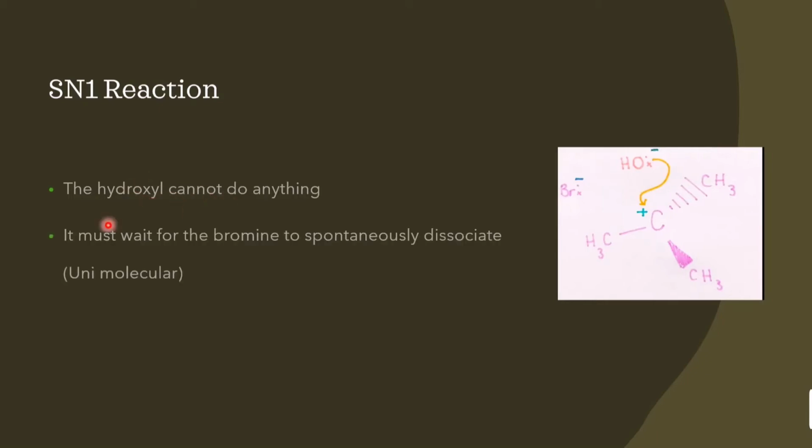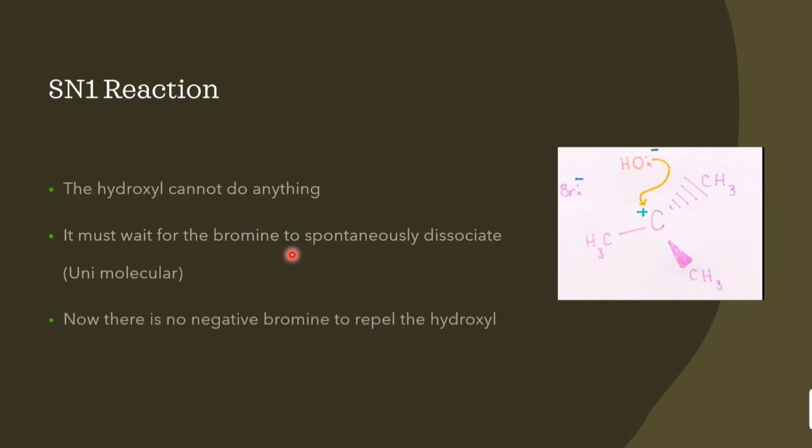So the hydroxyl has to wait for the bromine to spontaneously dissociate. So dissociate is breaking the bond. And so this is why it's unimolecular. This is why it's SN1, because the hydroxyl does not dictate when the reaction happens. It's only this bromine. The molecule has to dissociate before anything can happen. It's only this molecule, this bromine atom, that determines when this reaction happens.